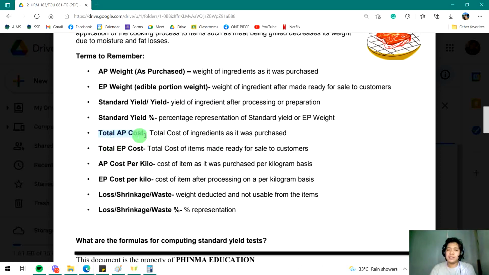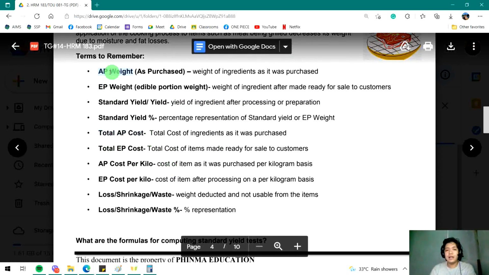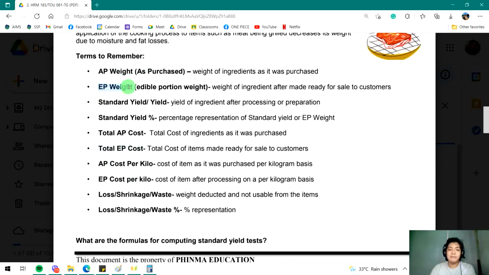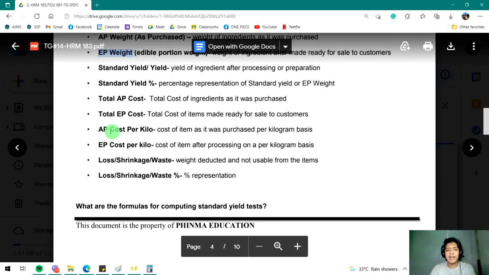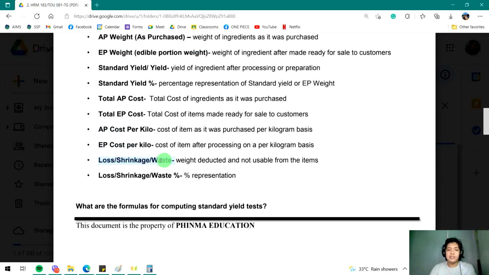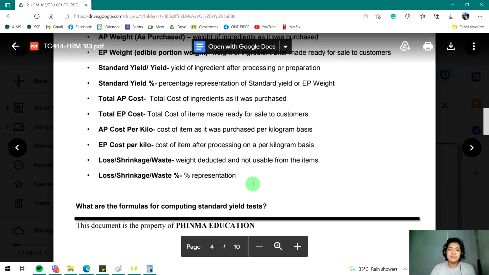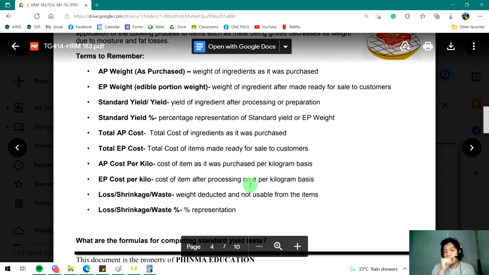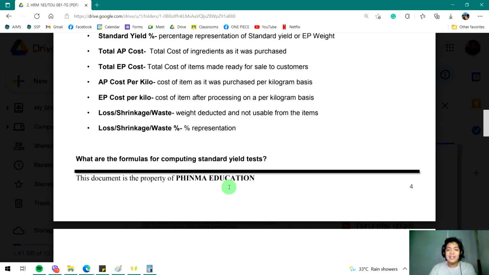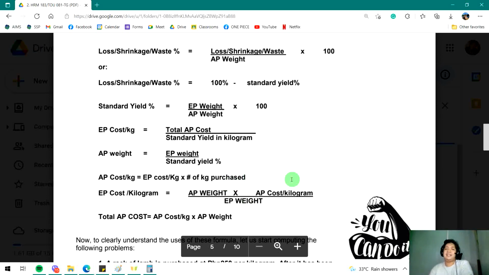And total AP cost, kung magkano yung as purchased niya. Total EP cost naman is kung magkano yung EP weight niya. AP cost per kilo, loss, shrinkage, weight, waste, and percentage. So, ito yung mga terms na kailangan nating alalahanin. And then, ano po yung formula? Ayan.